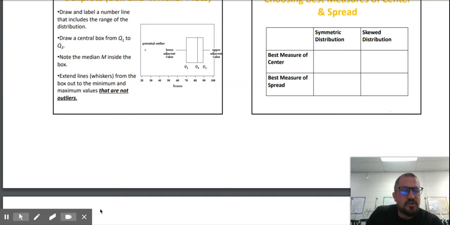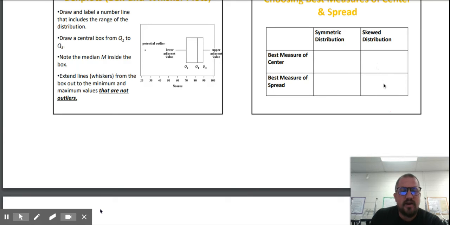If something is skewed, which means there's a tail to the left or a tail to the right, a lot of times it means there's an outlier possibly. If you have a skewed distribution, the best measure of center is going to be the median, because the mean is going to get pulled with the outliers. The median is not. So in a skewed distribution, the best measure of center would be the median.